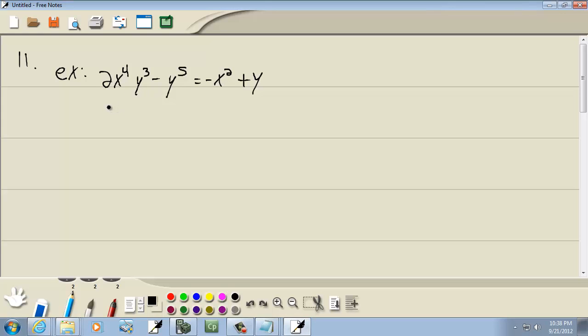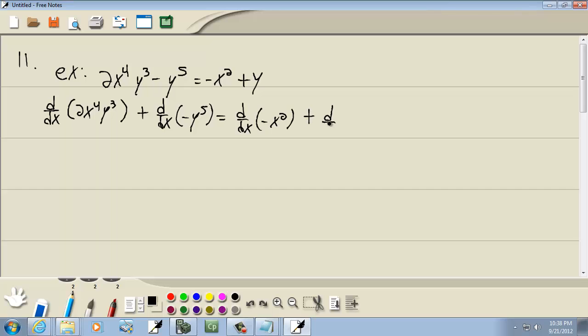Now we're going to use implicit differentiation. So I'm going to take the derivative of everything where it's sitting. So I'll take the derivative with respect to x of 2x to the fourth, y to the third. And I'll take the derivative of negative y to the fifth with respect to x equals the derivative of negative x squared and the derivative, all of these with respect to x, of y.